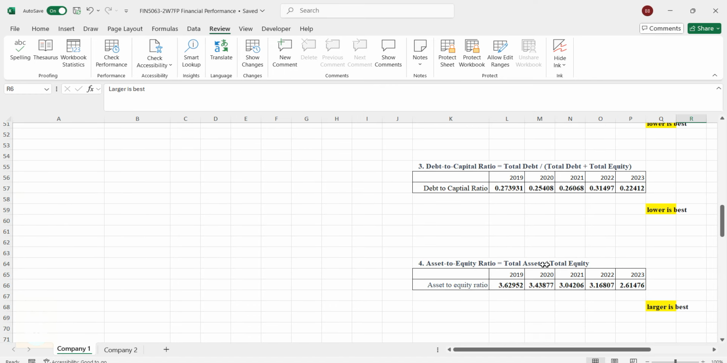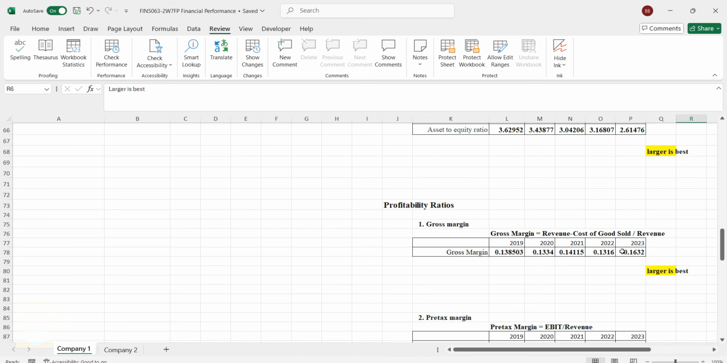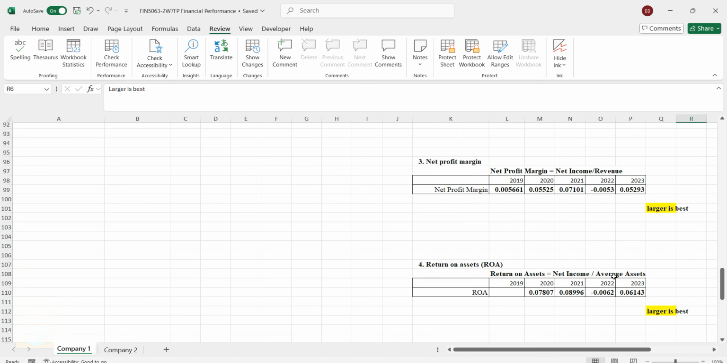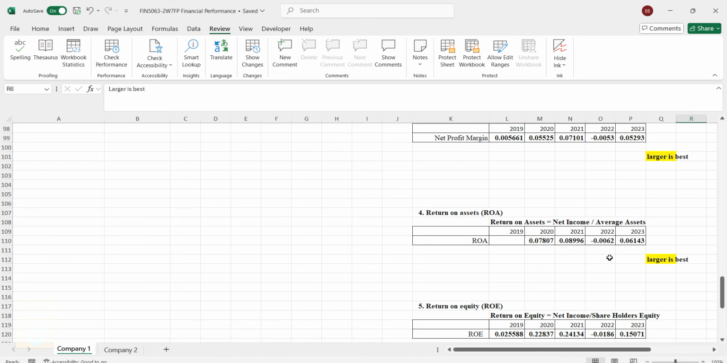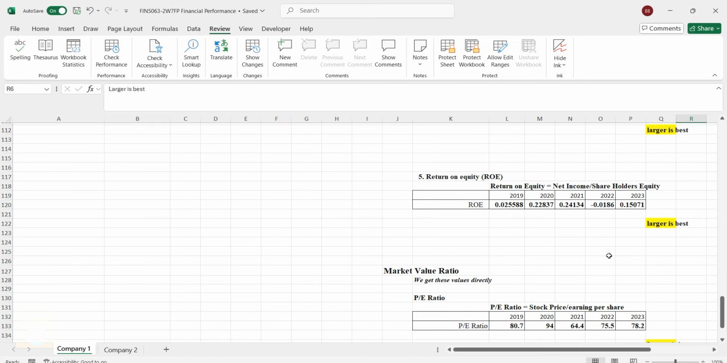And again, the asset to equity ratio should be larger, because with the equity that we are holding, we are supposed to create larger assets. So this is how it works. And for the profitability margin, everything should be large. Only when the value is large do we say that the company is performing better.